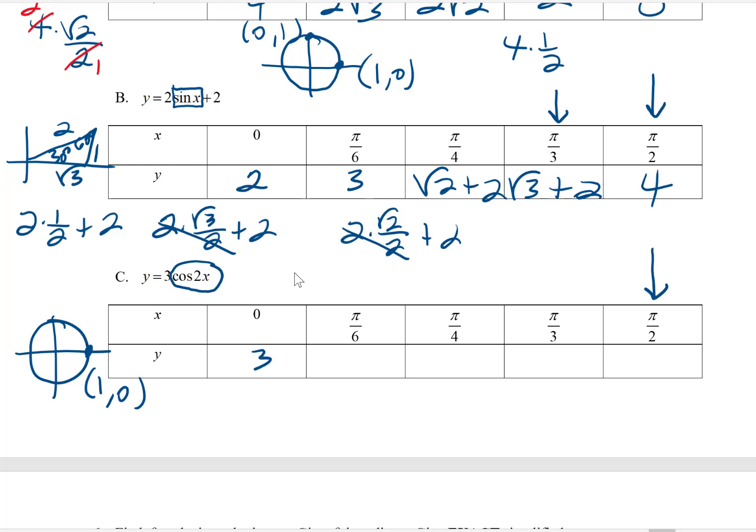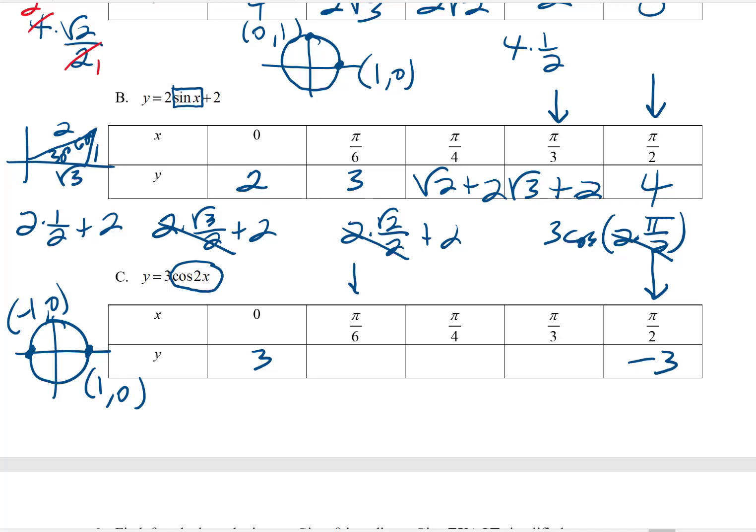What about this one at the end here, the pi over 2? Again, first I would double it. What I'm working out is 3 times cosine of 2 times pi over 2. When I double the pi over 2, I get pi. Cosine pi, that would be over here. That's going to be -1 times 3 gives me -3.